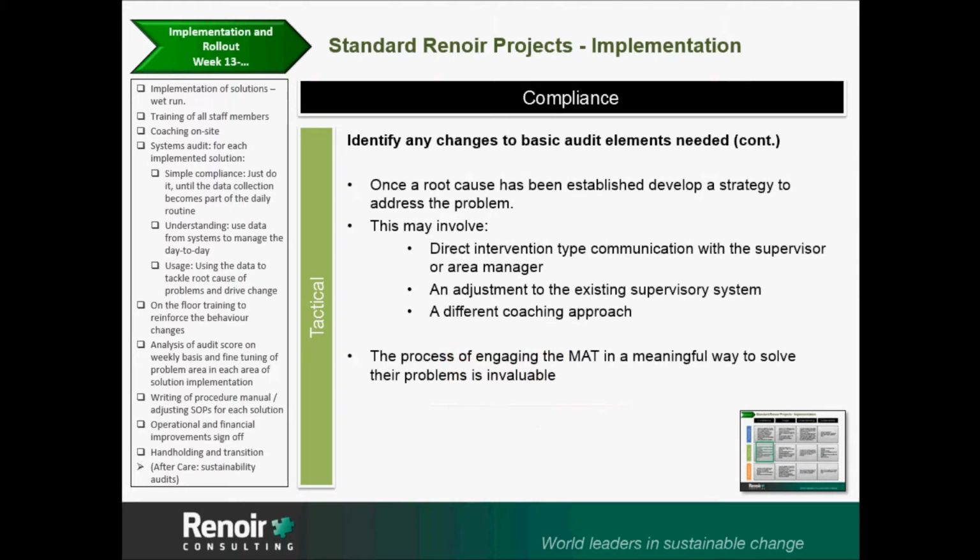Once a root cause has been established, develop a strategy to address the problem. This may involve direct intervention type communication with the supervisor or area manager, an adjustment to the existing supervisory system, or a different coaching approach. The process of engaging the MAT in a meaningful way to solve their problems is invaluable.